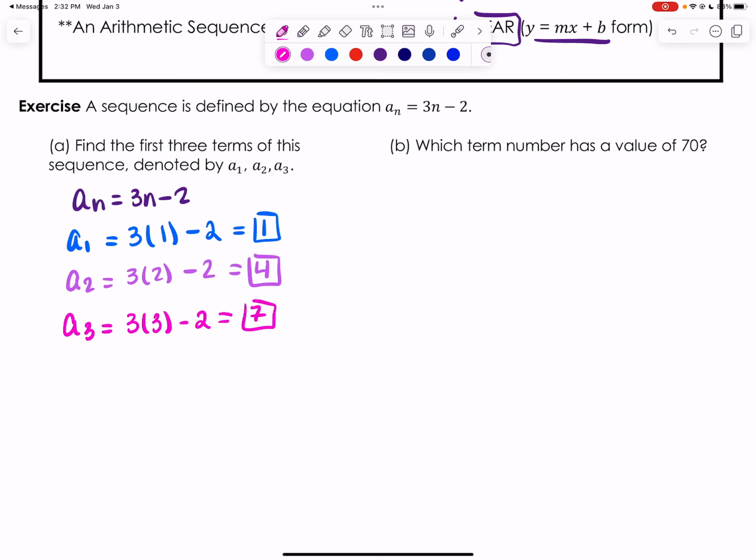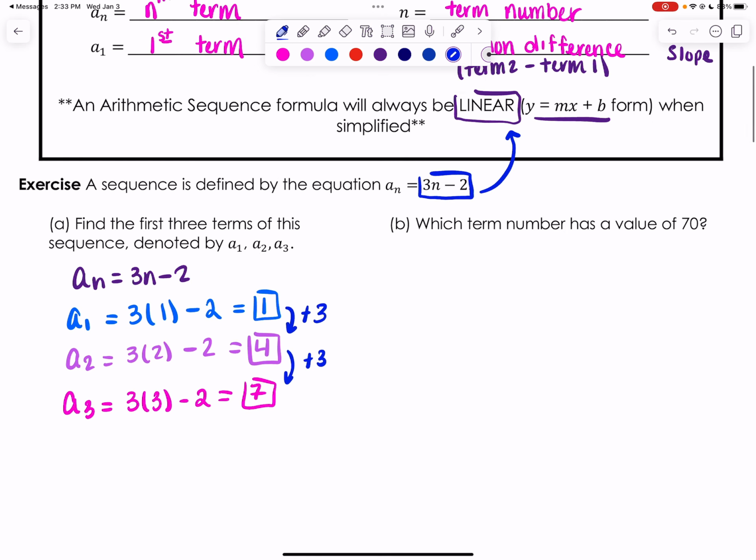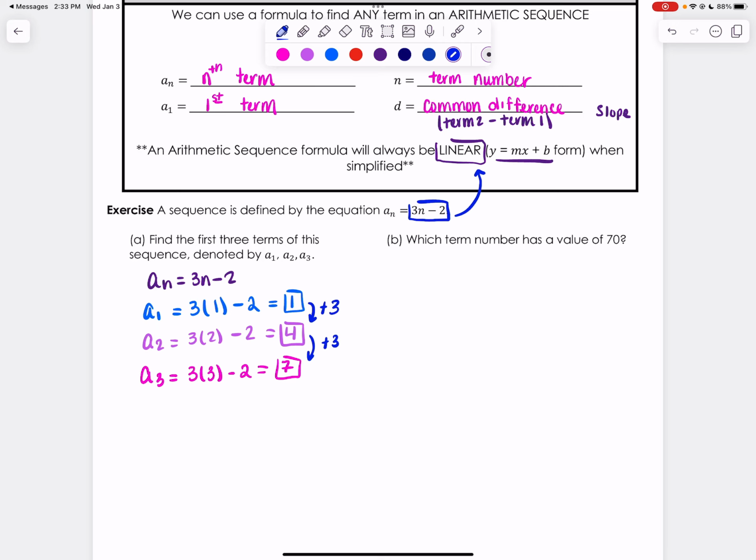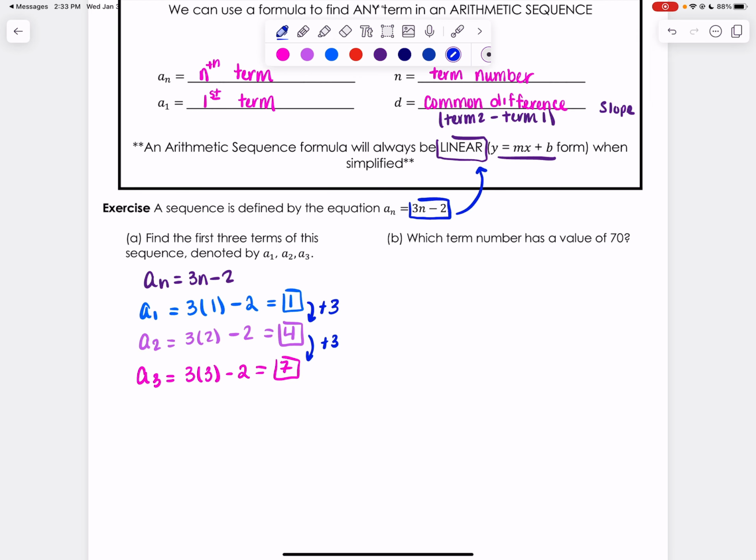Now, if you notice, my terms go up by 3 each time. To go from a 1 to a 4, I add 3. And to go from a 4 to a 7, I add 3. That should make sense because if you think about it, this function right here is linear, which means that it's arithmetic, which means that it's going to go up by a constant rate every single time. Now, for part B, it says which term number has a value of 70.